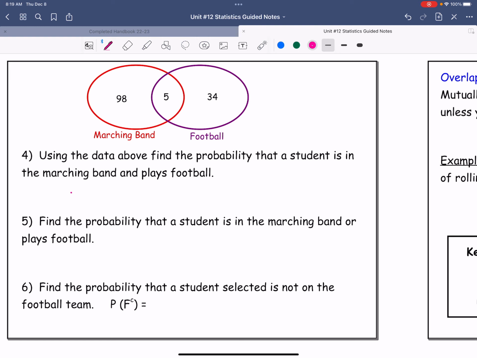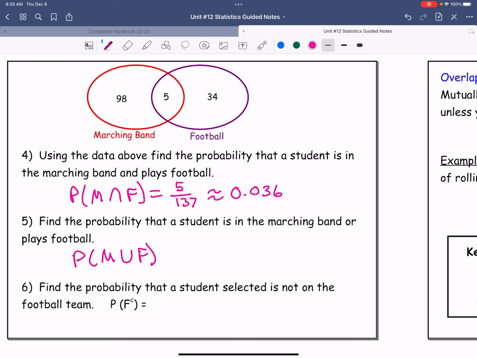Using this data, find the probability. Now, as soon as we're talking about probabilities, we're looking at events to the total. Find the probability that a student's in marching band and plays football. So the "and plays football," there are 5 of them, out of how many total? 137. That gives us approximately 0.036.